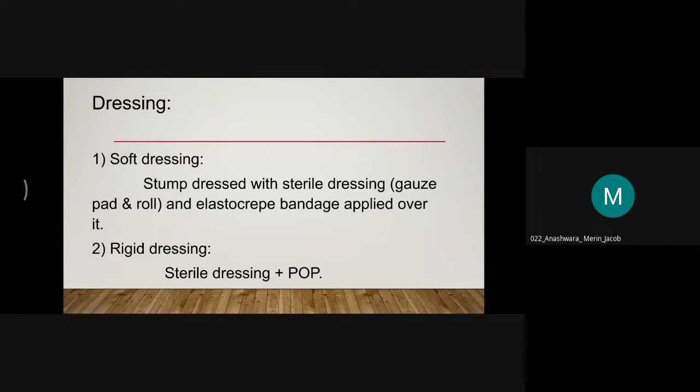And regarding dressings, it is okay? Soft dressing and rigid dressing. Rigid dressing with the plaster of Paris is most important, mainly to prevent the flexion deformity or flexion contracture. In case of BK or other cases, regarding the type of amputation, the POP should be kept in a particular position.